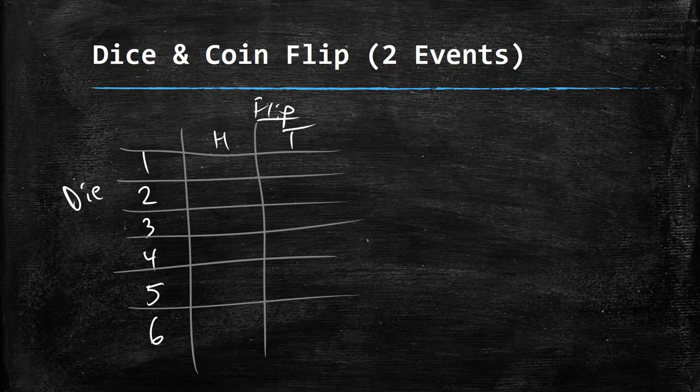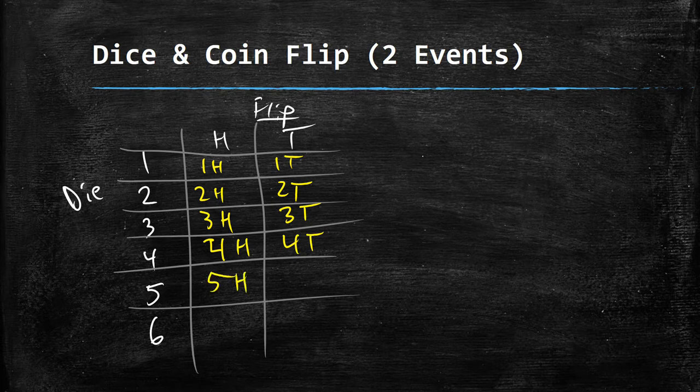If I roll a 1 and I get heads, that's one of my outcomes. And I can go through it. I'm going to just fill in this table really quickly. I got 1 tails, 2 heads, 2 tails, 3 heads, 3 tails, 4 heads, 4 tails, 5 heads, 5 tails, 6 heads, 6 tails. And now it's pretty easy just taking a look at this.